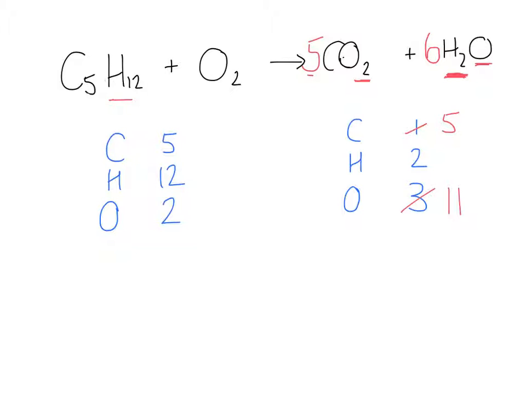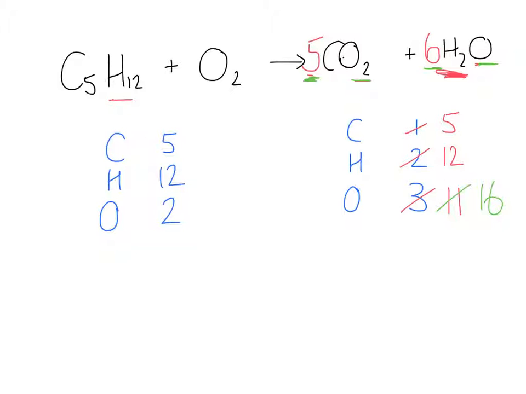Again, I need to update my list for all of that effects. So I've got 6 times 2 hydrogens now, which is 12. And now I have 5 times 2 oxygens, which is 10, plus 6 times 1, which is 6. So 10 plus 6 is 16 oxygens.